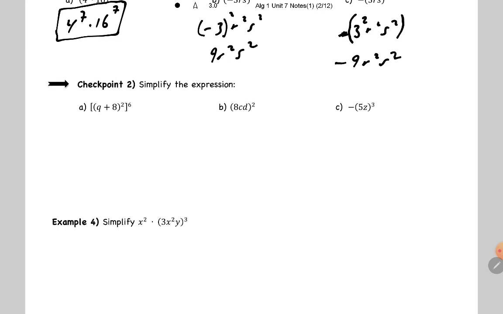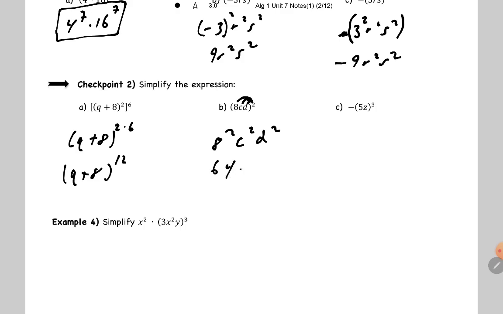Part A, q plus 8 squared to the 6. That's the same thing as q plus 8 to the 2 times 6. So this is q plus 8 to the 12. Okay, this one, distribute the squared value. So I have 8 squared, c squared, d squared. So that's 64 c squared, d squared.